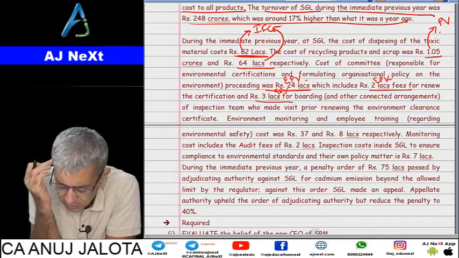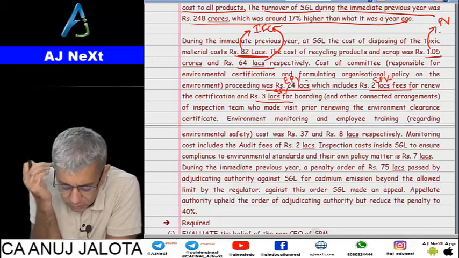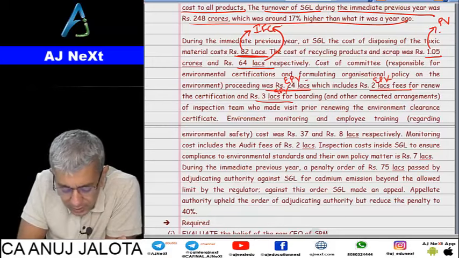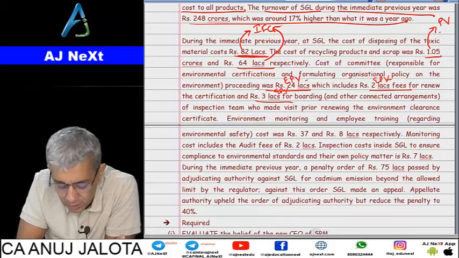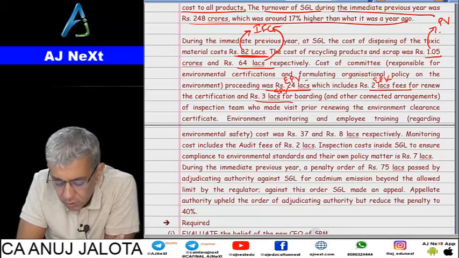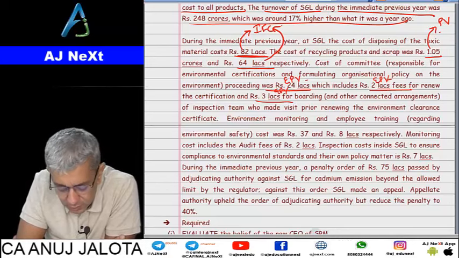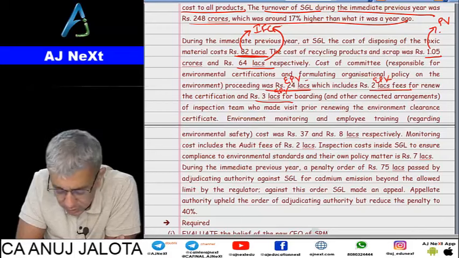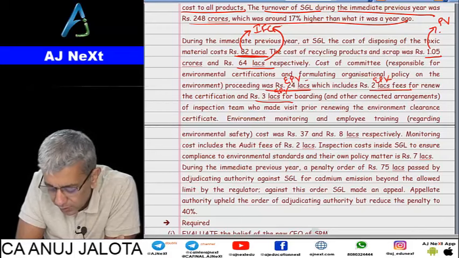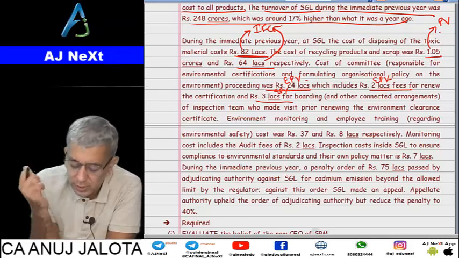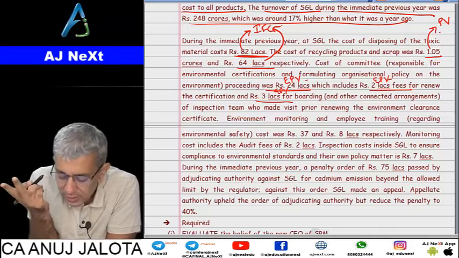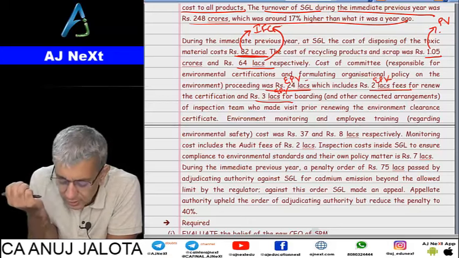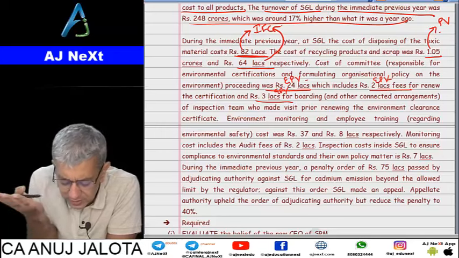I'm all okay for that. Further, and other connected arrangements of inspection. I'll read this line just once more. Cost of the committee for environmental certifications and formulating organization policy on the environment proceedings was rupees 24 lakhs, which includes 2 lakh fees for renewing the certification and 3 lakhs for boarding and other connected arrangements of inspection team who made visit prior to renewing the environmental clearance certificate. So the 24 lakhs was the total cost. That includes 2 lakh rupees for the renewal, which you must have paid to that certification authority, and 3 lakh rupees, in this case, the other incidental cost of the committees.